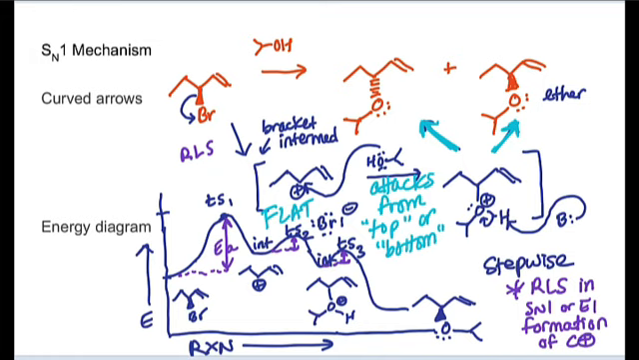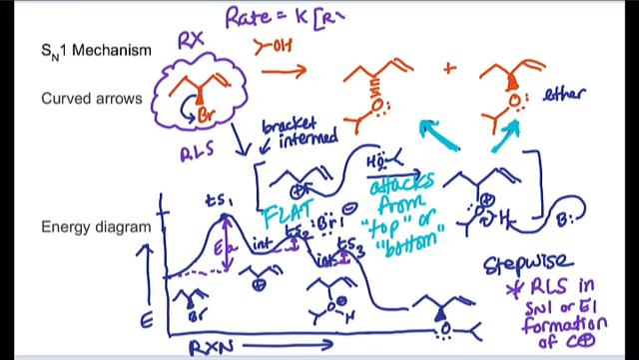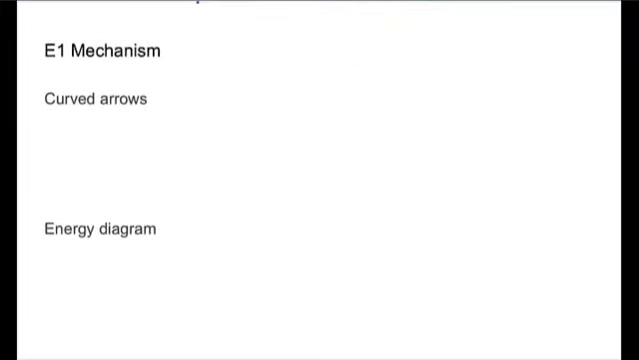And so that is why the original species here, the alkyl halide, is the only species involved in the rate equation. All right, let's compare everything we just thought about with regard to SN1. Let's compare that with E1 types of reactions.